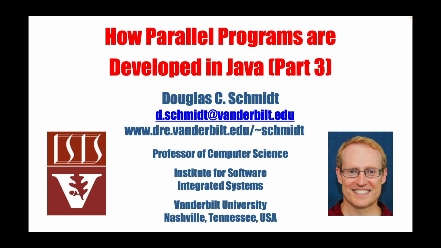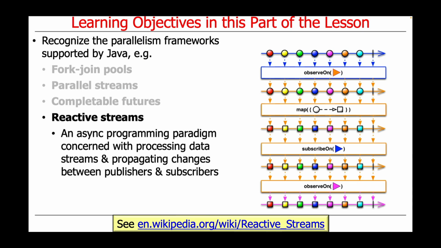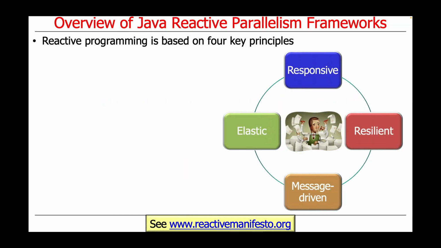So let's talk about the third way you can program parallel systems in Java. And this is by using the so-called Reactive Streams paradigm, Reactive Streams model. And it's essentially an asynchronous programming paradigm that focuses on processing streams of data and propagating changes between publishers and subscribers and doing the whole thing asynchronously, if you so choose. And we'll see that there's different variants of this, but commonly you want to do it asynchronously if you can.